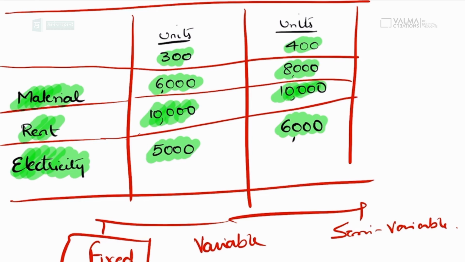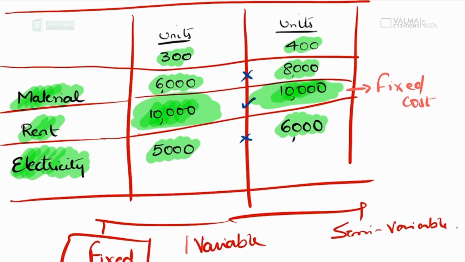Now, if I see the material cost, is it the same for both? The answer is no. Is rent the same for both? Yes. Is electricity the same for both? No. Therefore, my rent becomes a fixed cost because it has remained constant for both my levels of production. So fixed cost is a cost which is going to be the same for all levels of production.